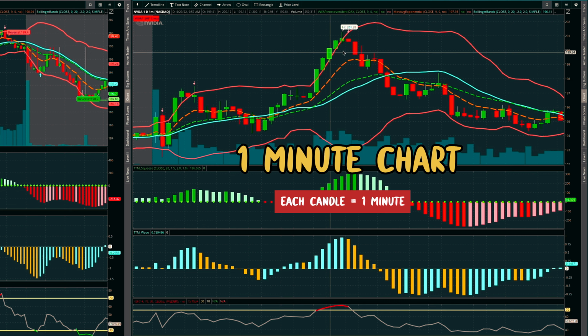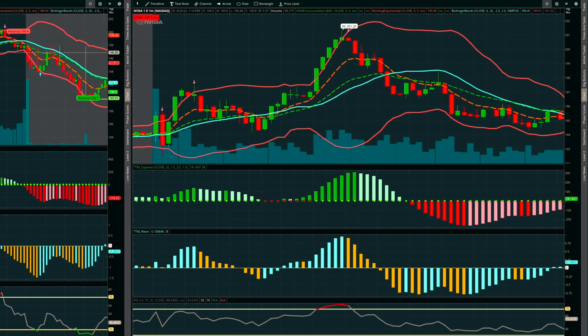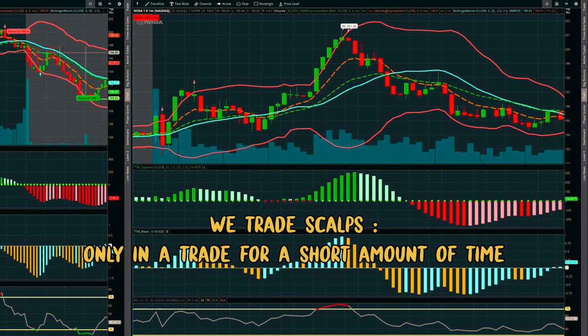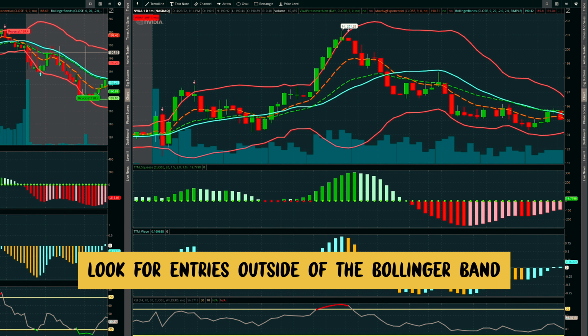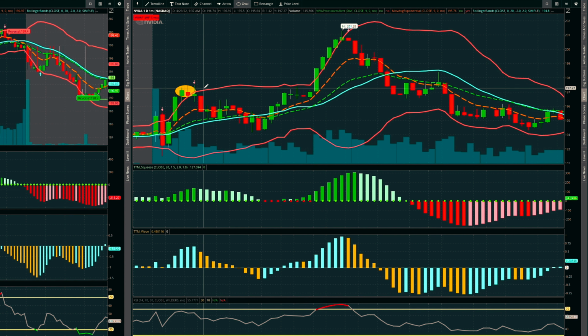We have a 1-minute chart on the right side, and we have a 5-minute chart on the left side. And so I usually trade scalps, which means I'm only in a position for a short amount of time. And so as you can see, as the stock price goes up, it extends outside of the Bollinger Band. As you can see right here, this would be an excellent position to enter a put trade, in which we actually did do this trade, and we took this trade, and it paid pretty well.